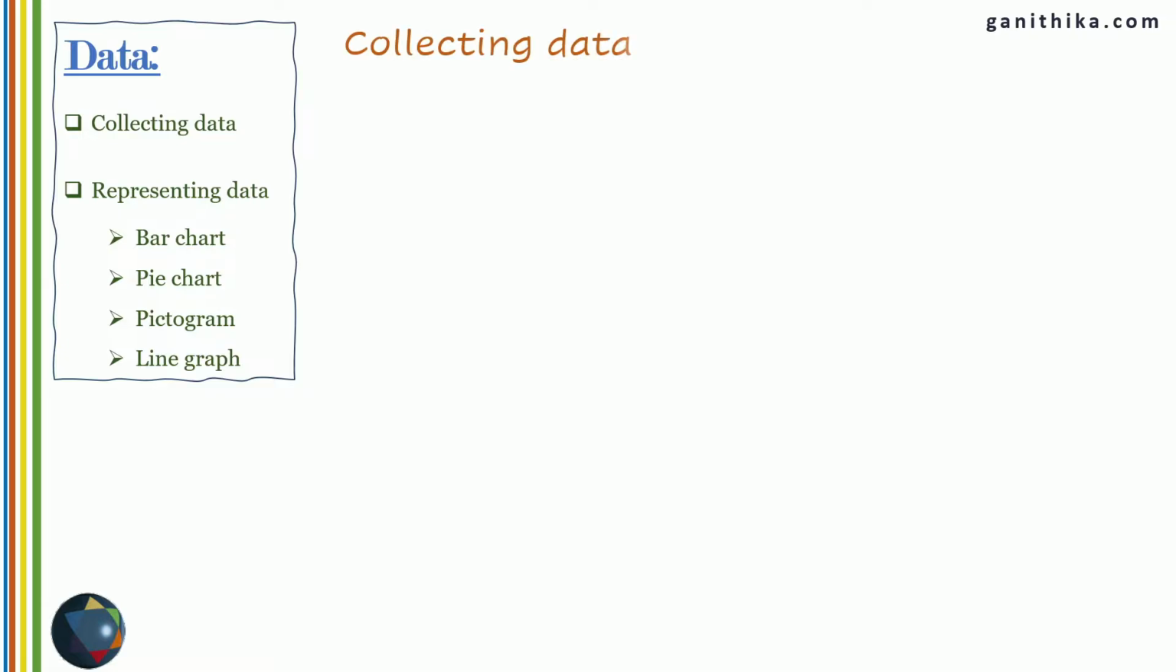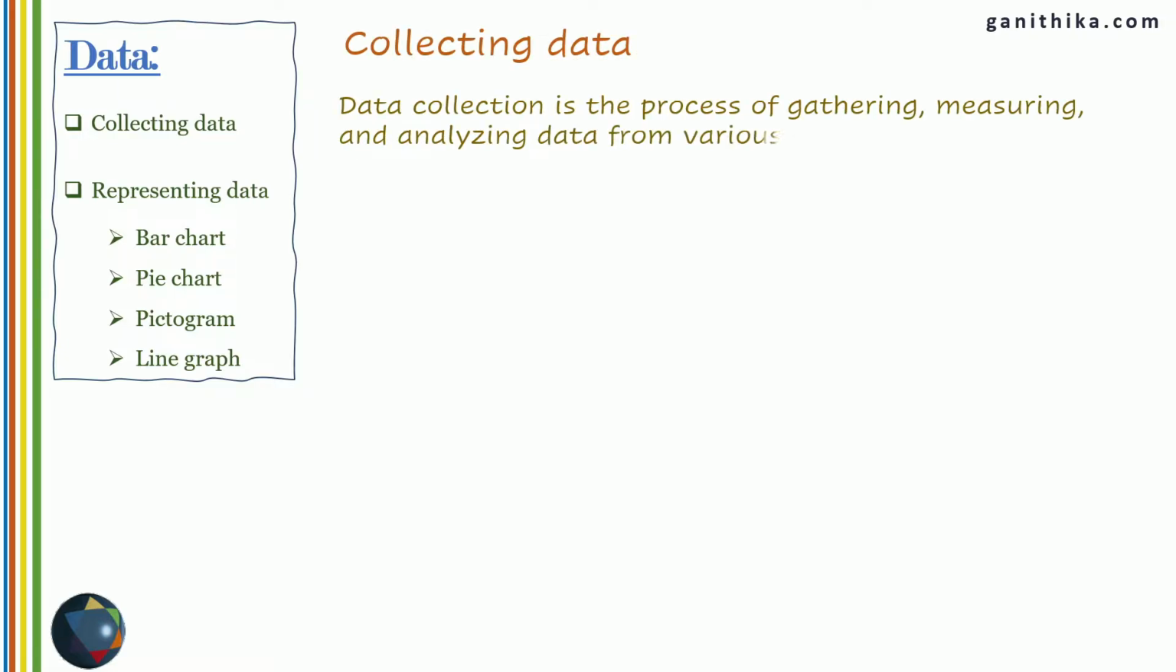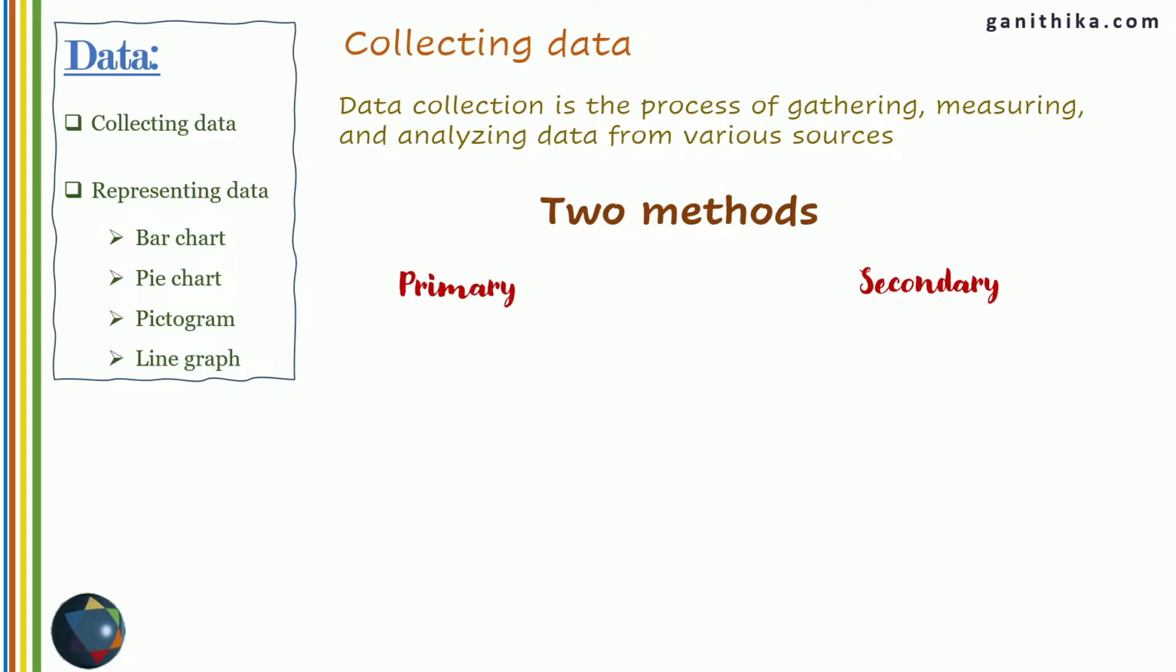What is collecting data? Data collection is the process of gathering, measuring and analyzing data from various sources. For data collection, there are two major methods. One is called a primary method, the other one is secondary method. Primary method is where you collect the data by yourself, which is called first-hand data. Some examples of primary data collection are interview, survey and measuring by yourself. You can measure things yourself. You can use personal interviews or survey forms, etc. These are some examples of primary data collection.